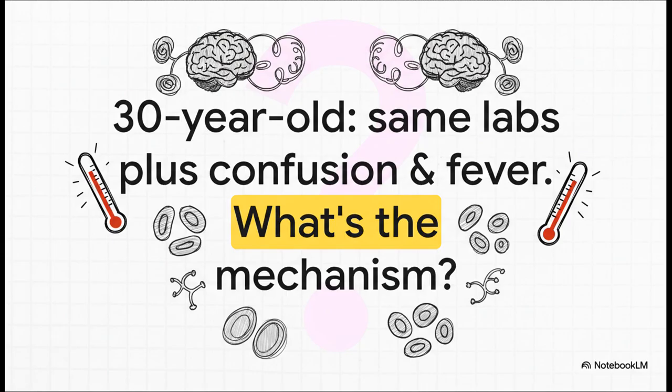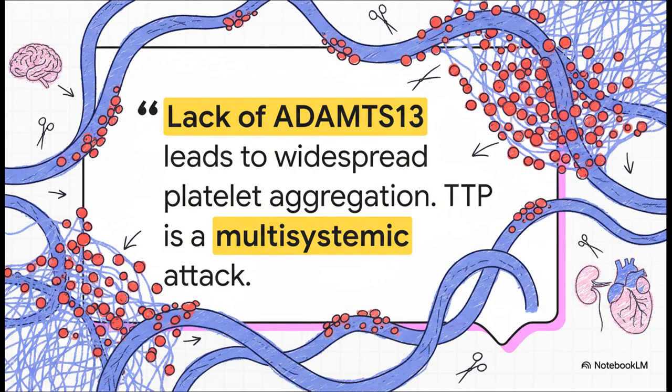Excellent. Okay, next case. A 30-year-old woman shows up with the exact same labs, anemia, thrombocytopenia, but now she's also confused and has a fever. What's the mechanism now? This is pointing right at TTP. The lack of that ADAMTS13 enzyme means these huge, ultra-large von Willebrand factor multimers aren't getting cleaved. Instead, they act like sticky nets, causing platelets to clump together all over the body. You see, this shows the key difference. TTP is a systemic, multisystemic attack.